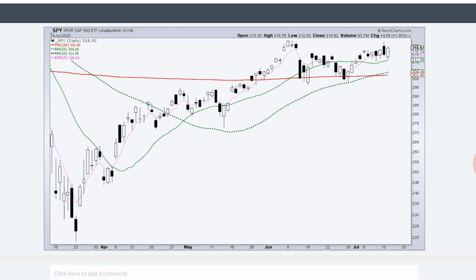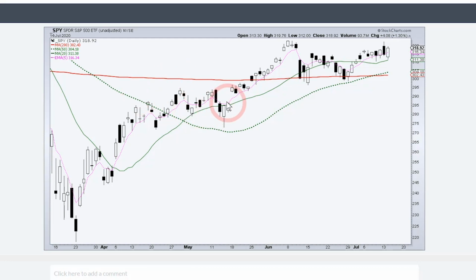But if we look at this chart here, we can see that the trend is up based on a number of moving averages. The red moving average is the 200-day moving average, and you can see we broke above it here in the latter part of May. We tested it a couple times and are holding above it now. So we're above the 200-day. That's definitely a big +1.